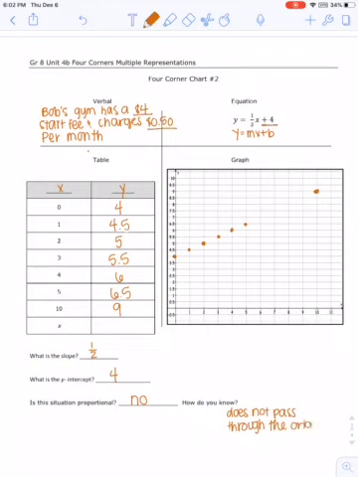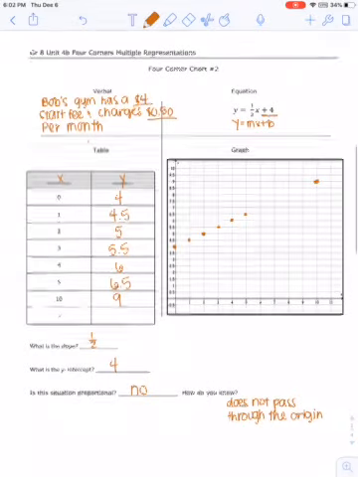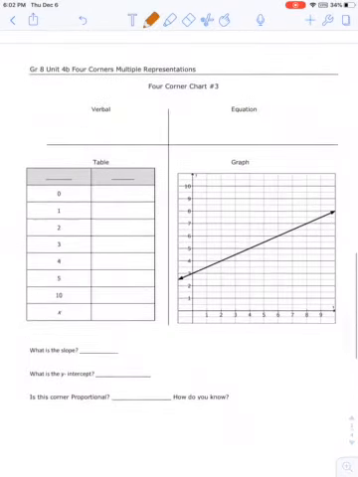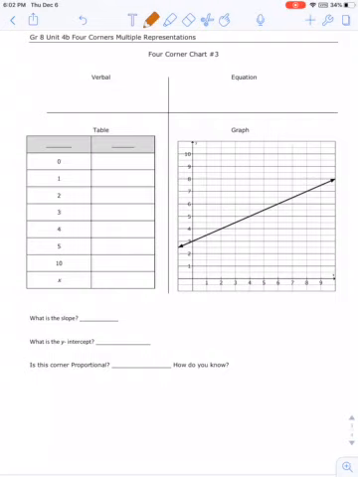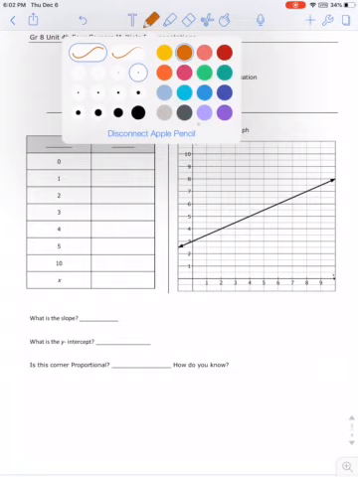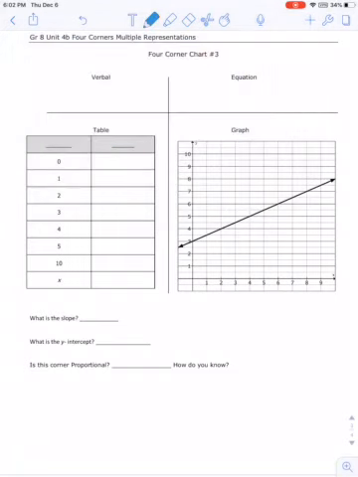And then I am going to move on to number 3. All right, for this one, they give us a graph, and we have to create verbal, equation, and table. So for this one, the table's fairly easy to make. We're going to look at 0 for our x-axis and go up and see that our y value is 3. So when x is 0, y is 3.